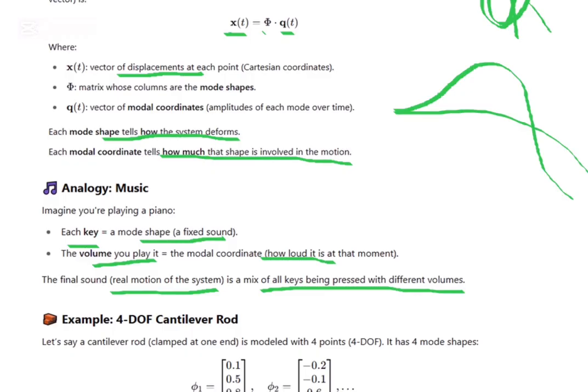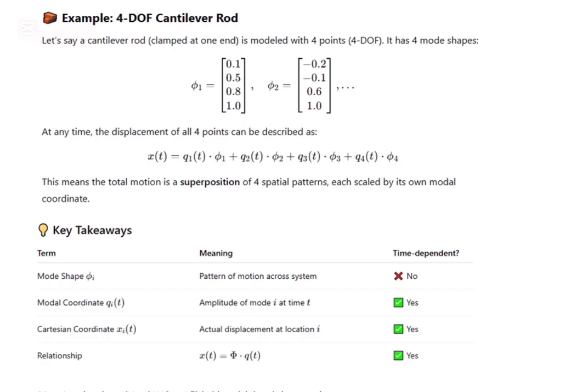We can have one example. For example, 4 degrees of freedom of a cantilever rod. Let's say a cantilever rod clamped at one end, modeled with 4 points. It has four mode shapes. Definitely 4 points means 4 degrees of freedom, four mode shapes. The first mode shape is 0.1, 0.5, 0.81, and the second mode shape is minus 0.2, minus 0.1, 0.61, 0.2.